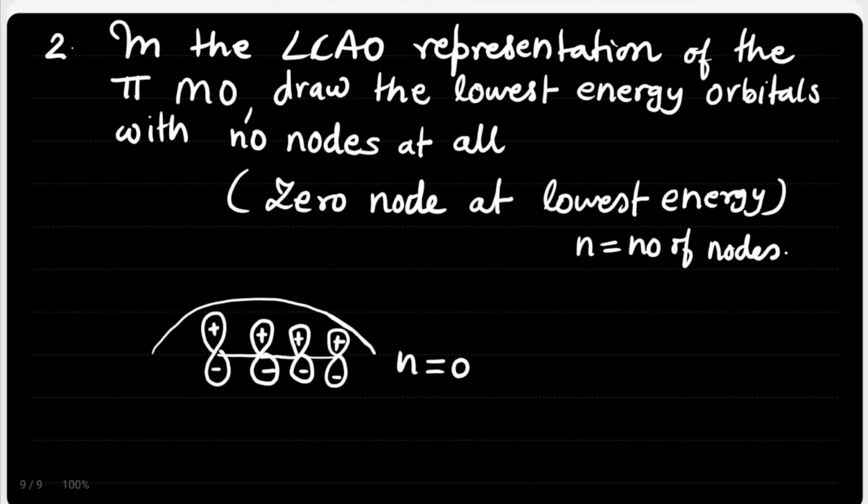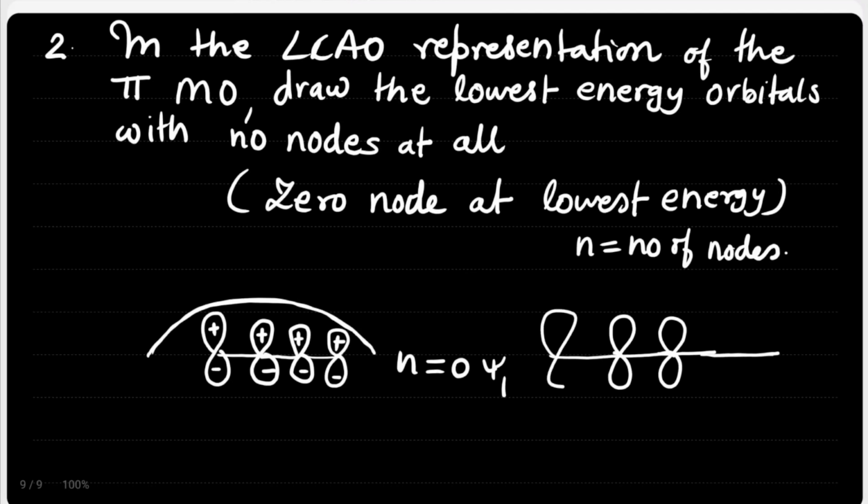Alright. Now if I want to put one node, what is going to happen? This is the lowest one, psi 1. If I want to draw psi 2, how can I draw it? As we move to higher energy levels, the number of nodes increases. So I need to put one node. First I draw this combination and put one node over here. Where there is a node, I put the plus sign in the opposite direction. Now there is one node, so psi 2 has n equal to 1.